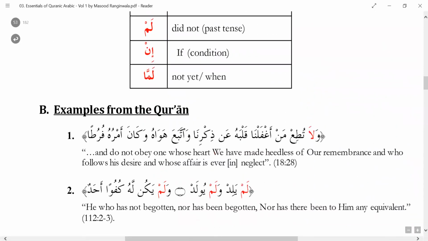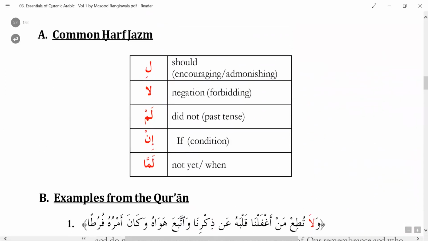Okay, let us go through harf of jazm again. Li, la, in, lam, lamma. You can say li and la, then in, lam, lamma. Li is to do something, should do something. La is the opposite, negation, don't do something. Then in, if I did something, so you can relate it again. If, condition. Lam, no, I did not do something, and lamma, not yet, I have not yet done something, or when done something. So li, la, in, lam, lamma, that is harf of Jazm.